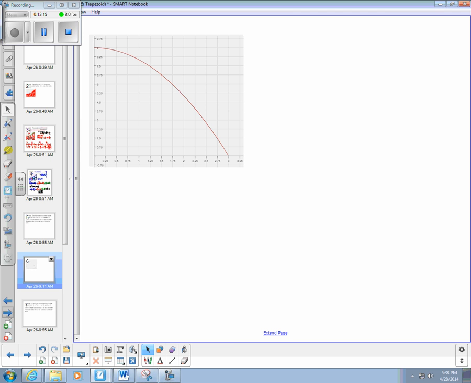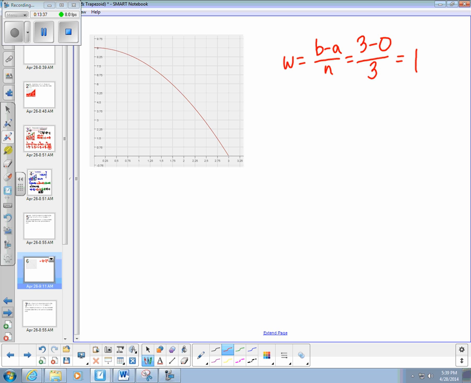So let's look at our graph. And if I'm going to do 3 equal partitions, okay, what would my width be? Okay, so b minus a over n. B and a would be 3 and 0 because on the x-axis we're going from 0 to 3. And then I want 3 equal partitions, so they're going to have a width of 1. So I need to draw a line at 1, at 2, and then 3 was our boundary, and we started at 0. So here's my 3 partitions.